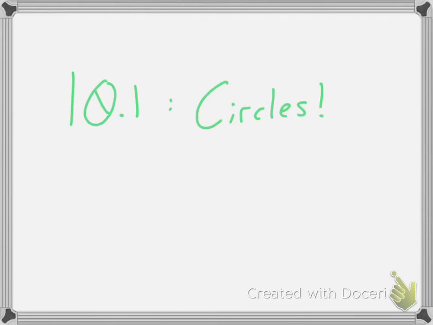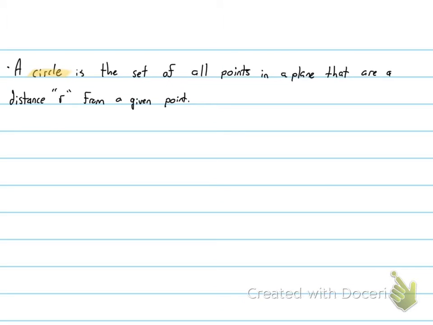To start out Chapter 10, we're going to be talking all about circles. And this is going to be pretty much entirely a geometry review. So a circle is the set of all points in a plane that are a distance r from a given point. So you have a point, and then you have that green line r there, and then that circle is made by drawing that r out however many times to form that circle.